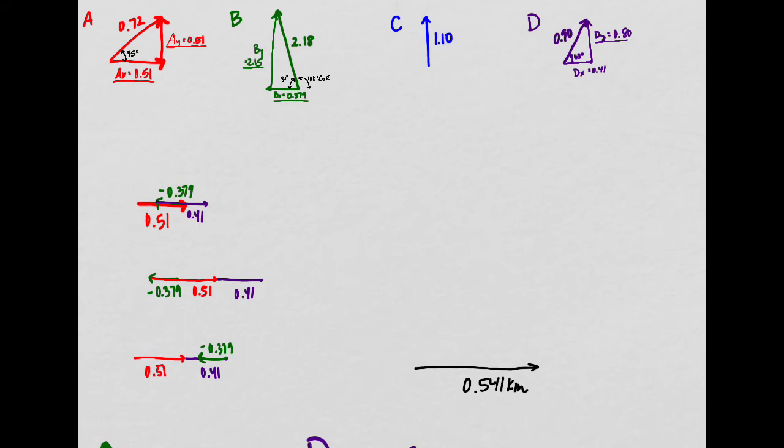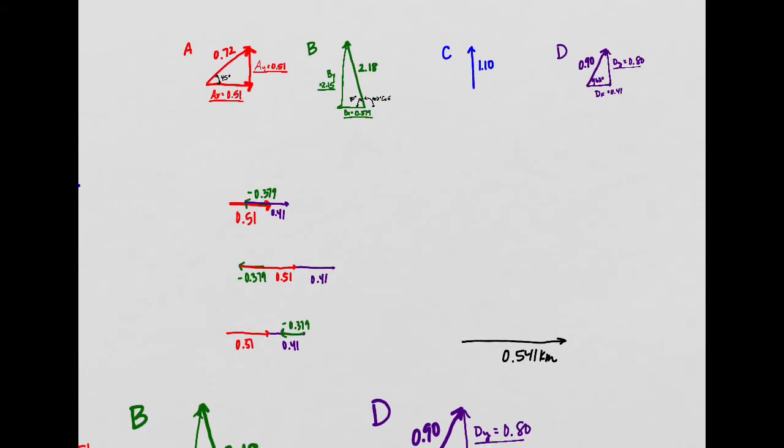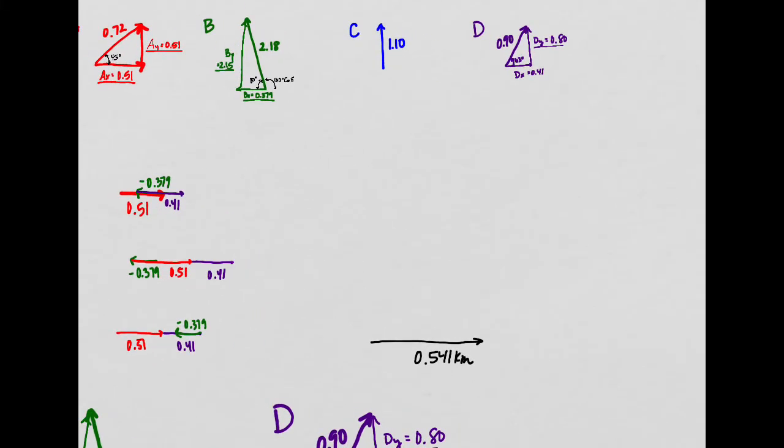All right, now we can put together all of our vertical components. Let's do that on here. We have our AY, which is 0.51 kilometers. Then we have our BY, which is 2.515 kilometers. Then we have our blue one, our C, which is 1.10 kilometers, and finally we have our DY component, which is 0.80 kilometers.